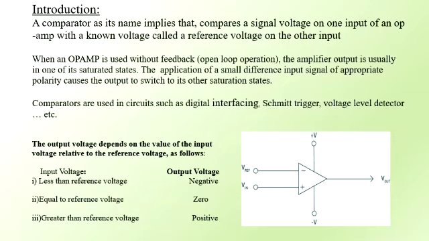Now the following shows the input voltage and its output voltage. When the input voltage is less than the reference voltage, the output voltage is negative. When the input voltage is equal to the reference voltage, then the output is 0. When the input voltage is greater than the reference voltage, the output is positive.